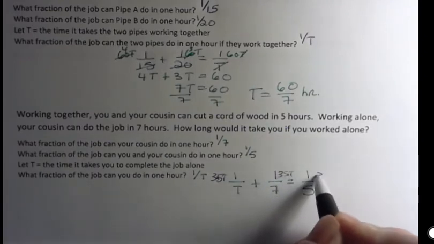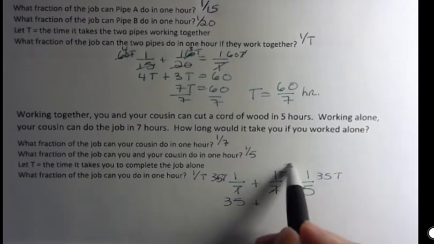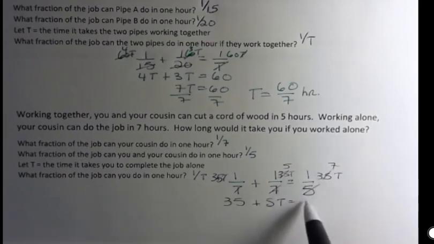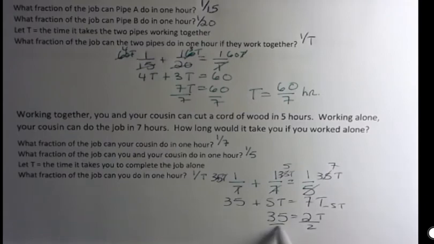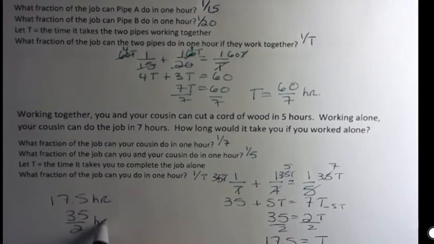So I'm going to multiply everything by the LCD. The T's cancel, and I get 35. 7 goes into 35 5 times. 5 goes into 35 7 times. And then I'm going to move that over by subtracting 5T, and I get 2T. And divide by 2, and I get 17.5. Or they might ask you to leave it in fraction form, which would be perfectly fine, right?